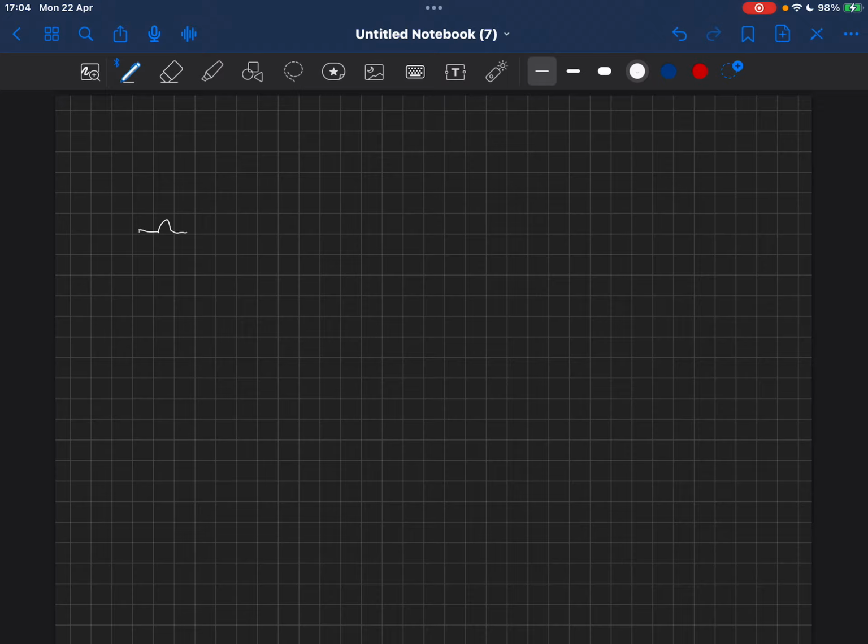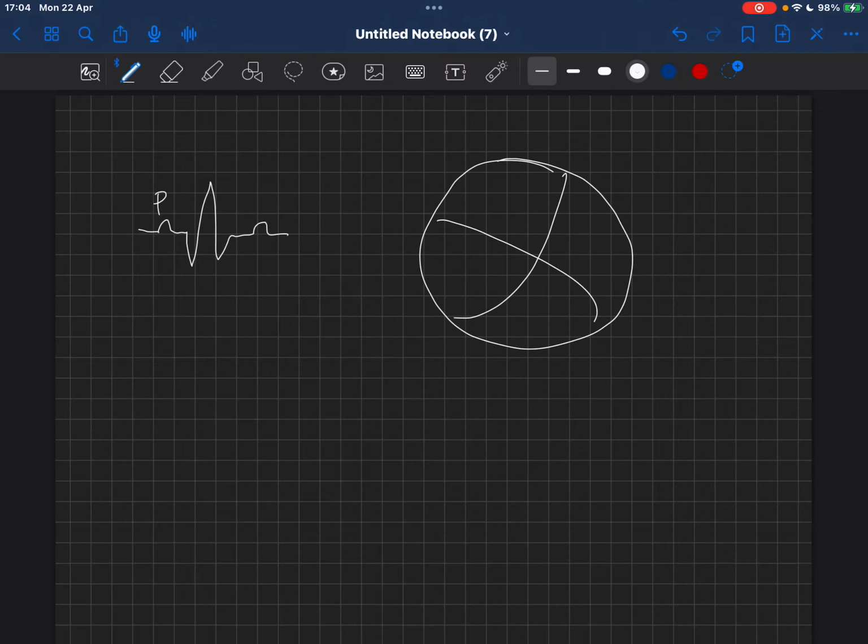Okay, so let's look at the ECG at the basic level. This is how it looks, and now let's learn some things about it. So we have the first wave. This is the P wave, and if we look at the heart, the P wave correlates with the electrical signal in the atriums, which are the superior part of the heart.